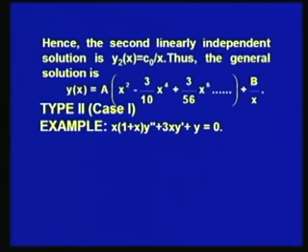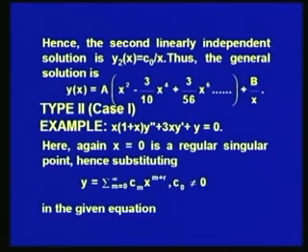So how will we tackle such problems? Let us take an example of the differential equation x(1+x)y'' + 3xy' + y = 0. We can see here that again x = 0 is a regular singular point, hence we can apply the Frobenius method. So let us substitute y = Σ (m=0 to ∞) Cm x^(m+r), where C0 is not equal to 0, in the given differential equation.